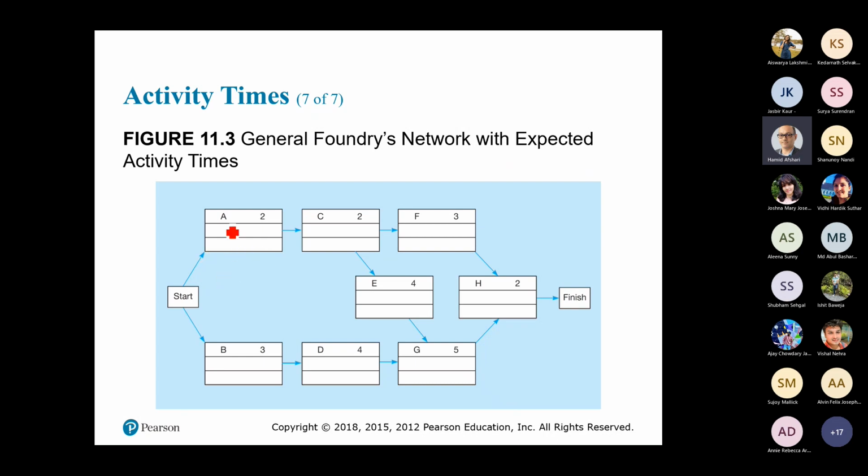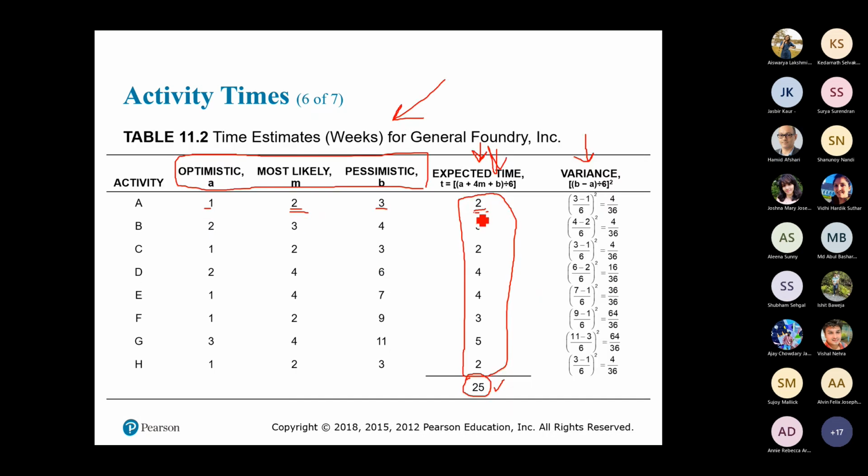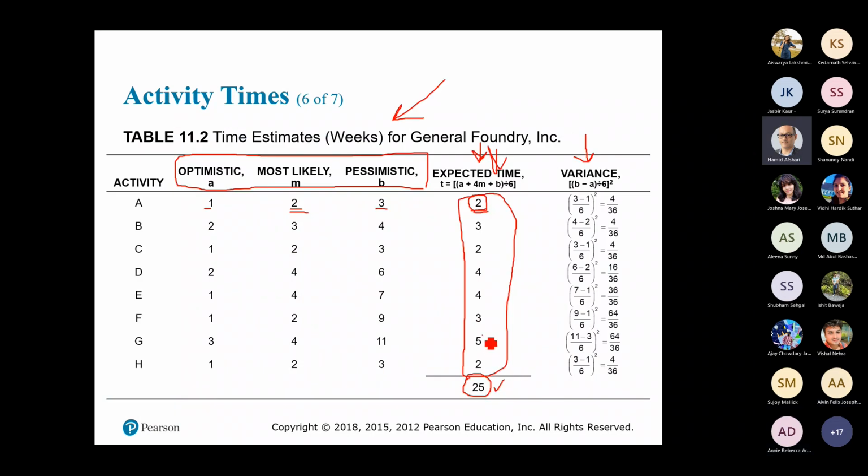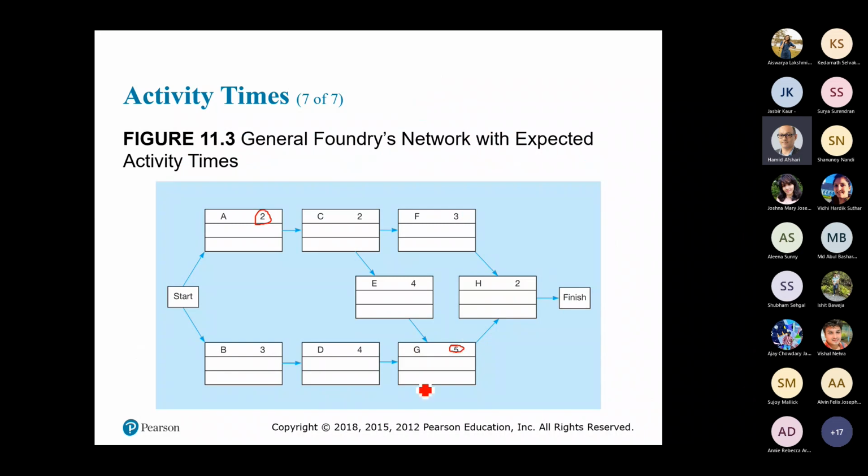Okay, so how long would activity A take to be completed? 2 weeks. So I'm going to write 2 weeks here. Okay. And how long would activity G take? 5 weeks. So I'm going to write 5 on this table, and the rest of the activities.